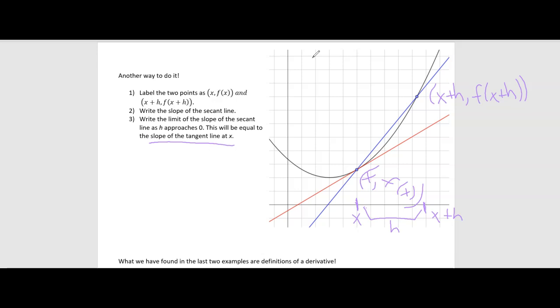Work through numbers 2 and 3. Come up with the slope of the secant line as well as the slope of the tangent line, and then rejoin us. Okay, so the slope of the secant line, that's the blue line.